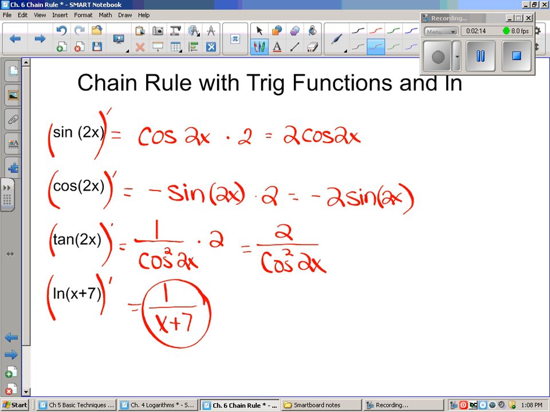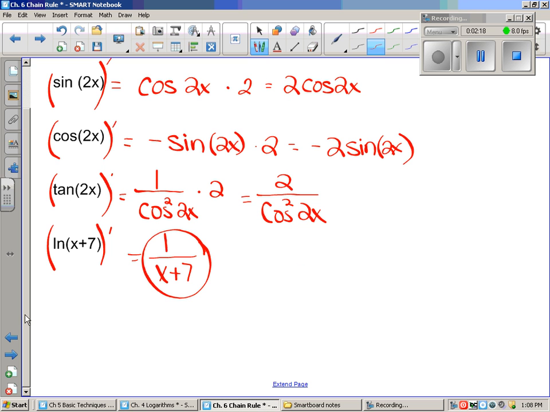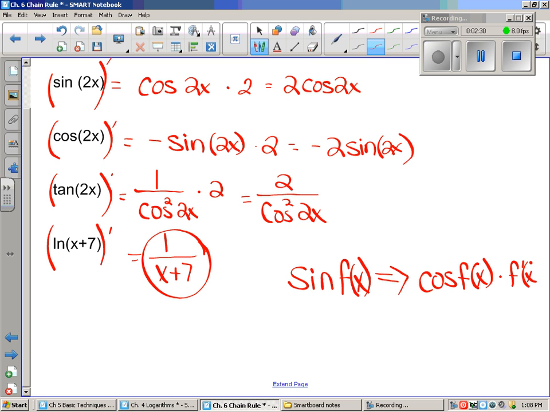So now, similar to what we did with the previous chain rule questions, if I have a trig function, let's say sine of f of x, then the derivative would become cosine of f of x times its derivative. And so cosine of f of x would become negative sine of f of x times f prime of x.